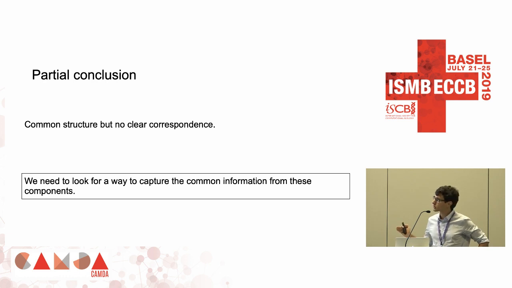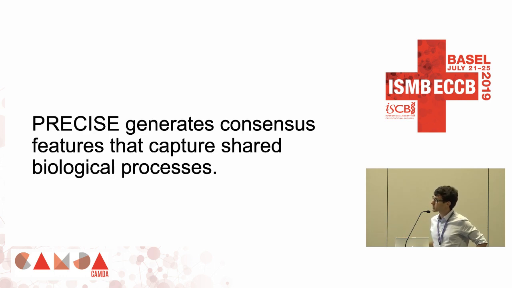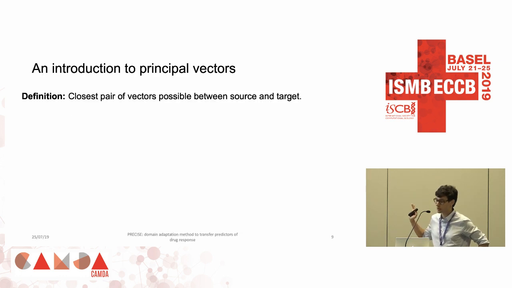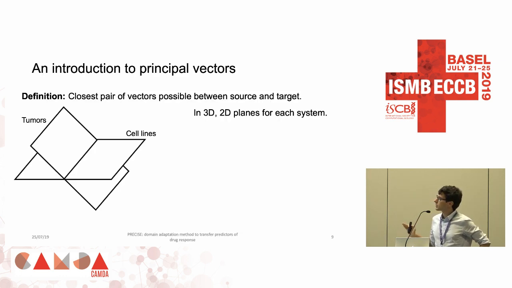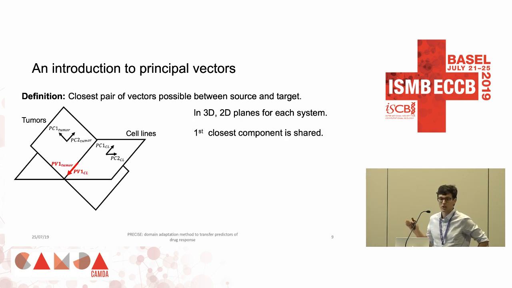And now we're going to present the method that we developed to capture this common information, that we can then use in a drug response prediction model. For that, we use the mathematical notion of principal vectors. I'm just illustrating it with a 3D example. If you consider 3 genes, and you consider that the 2 main sources of variation of the tumors lie in this plane, and the 2 main sources of variation of the cell lines lie in this plane, the first set of principal vectors will be 1 vector from the cell line and 1 vector from the tumor that are as close as possible to one another. Here it's simple because the two spaces intersect, so you have 1 shared vector.